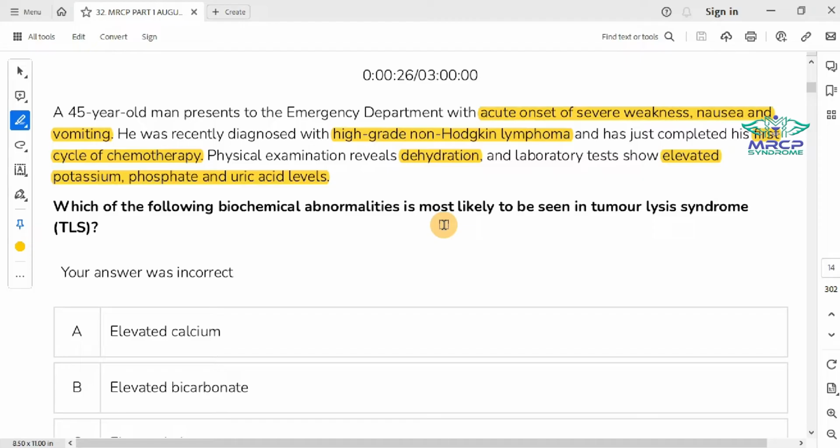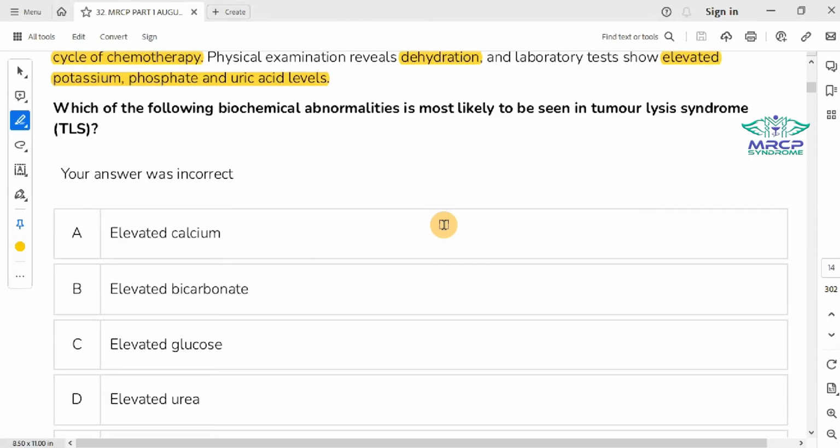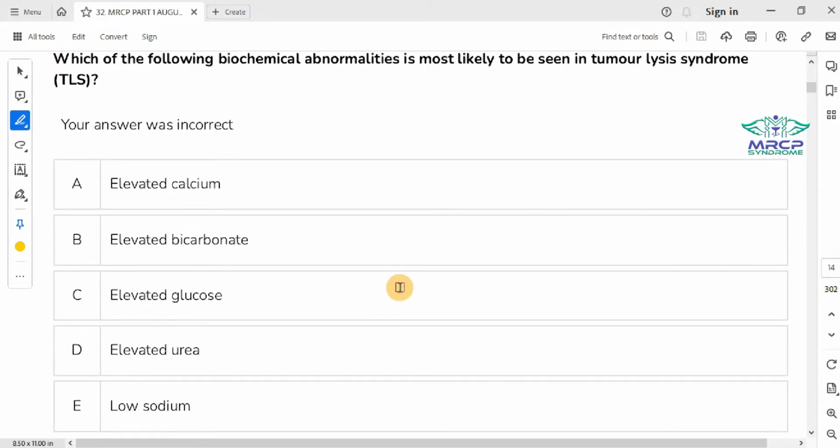A 45-year-old man presents to the emergency department with acute onset of severe weakness, nausea, and vomiting. He was recently diagnosed with high-grade non-Hodgkin lymphoma and has just completed his first cycle of chemotherapy. Physical examination reveals dehydration, and laboratory tests show elevated potassium, phosphate, and uric acid levels. Which of the following biochemical abnormalities is most likely to be seen in tumor lysis syndrome? Elevated calcium, elevated bicarbonate, elevated glucose, elevated urea, or low sodium?